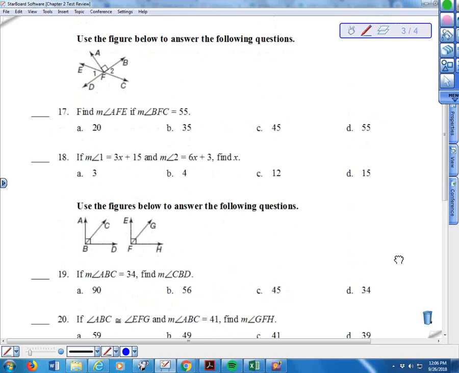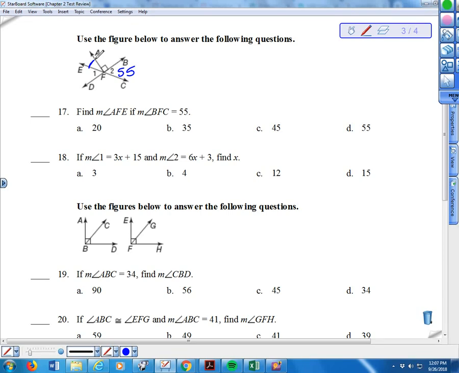Find angle AFE if BFC is 55. So this is 55, and I want to find AFE, this angle. So 90 plus 55 and subtract that from 90. Okay, could do that. Is there an easier way? But that's okay. If you get the right answer, it doesn't matter which way you chose. It was the right way.